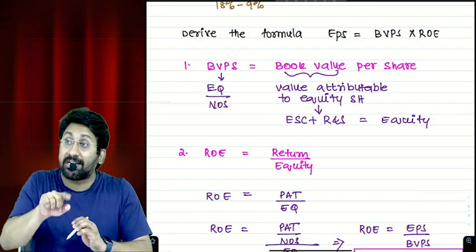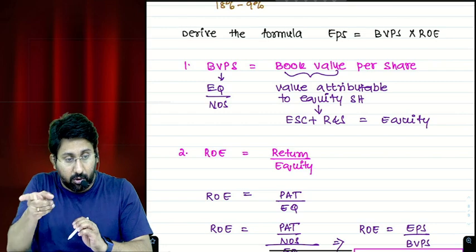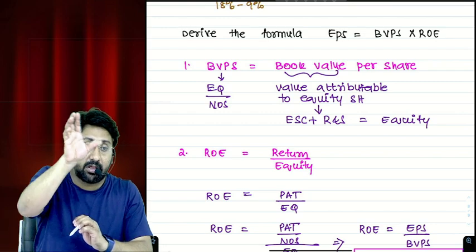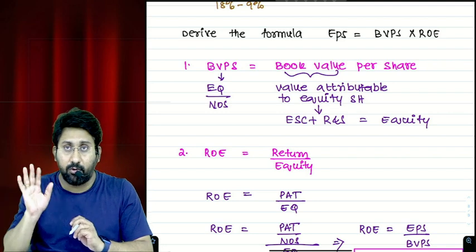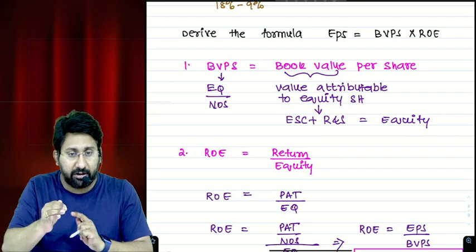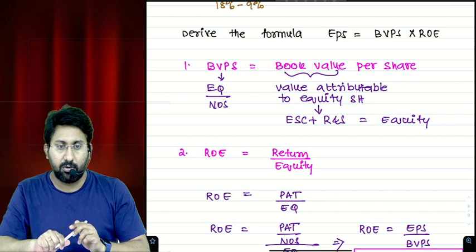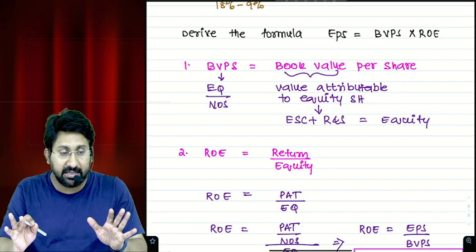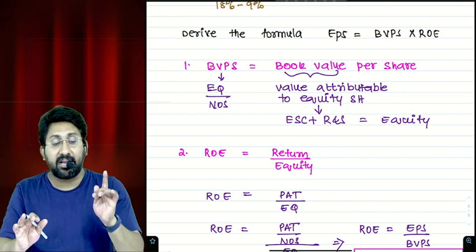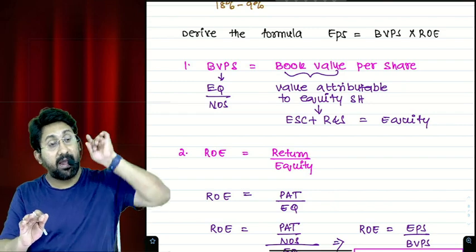Book value per share: that means for the shareholders, what is the value that you are going to give? Not price, value. When I call it value, it includes both equity and reserves and surplus. So book value means what? Equity share capital plus reserves and surplus. Equity share capital will have a market value, book value may have a market value.